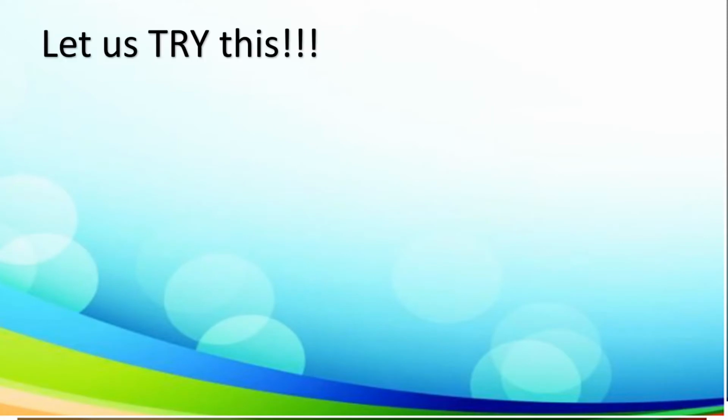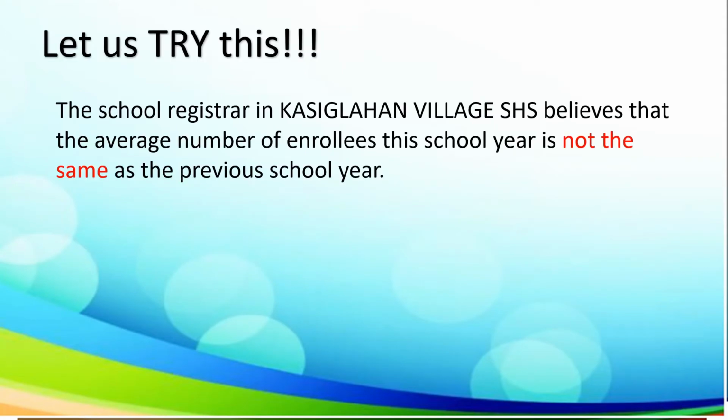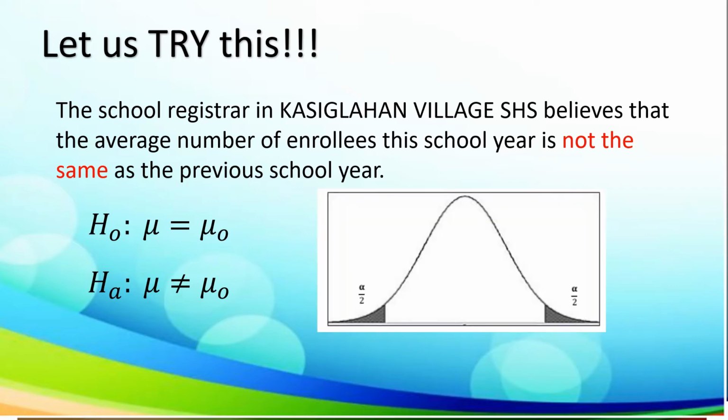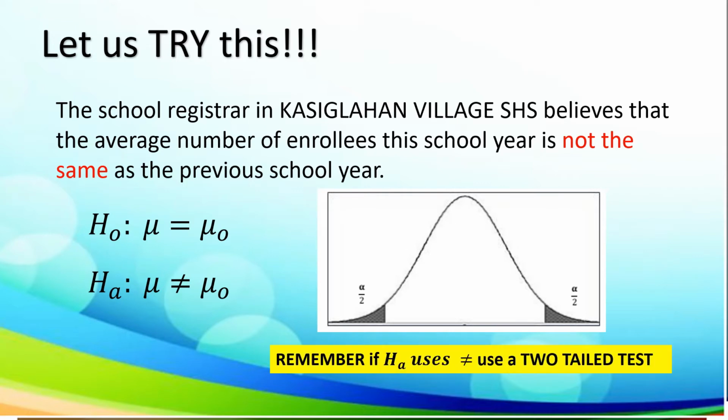To deepen our knowledge, let us try this. The school registrar in Casiglan Village Senior High School believes that the average number of enrollees this school year is not the same as the previous school year. Observe the given word which is being highlighted, not the same. To illustrate, the null hypothesis is mu is equal to mu sub 0, where mu sub 0 represents the sample mean. The alternative hypothesis is mu is not equal to mu sub 0. To illustrate this given figure, we have this two-tailed test illustration. Remember, if the alternative hypothesis uses the not equal sign, use a two-tailed test.